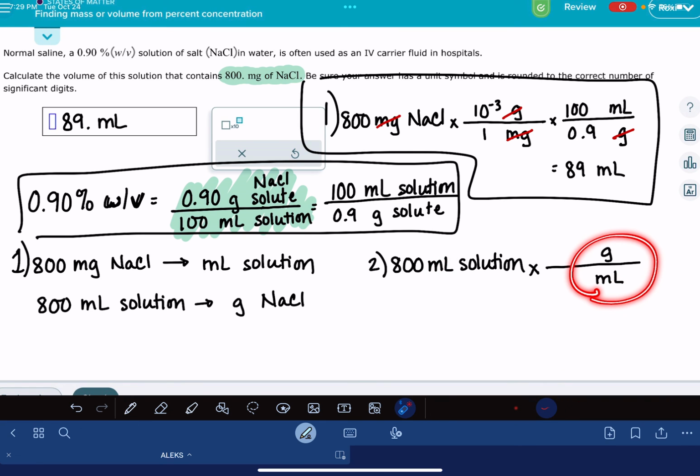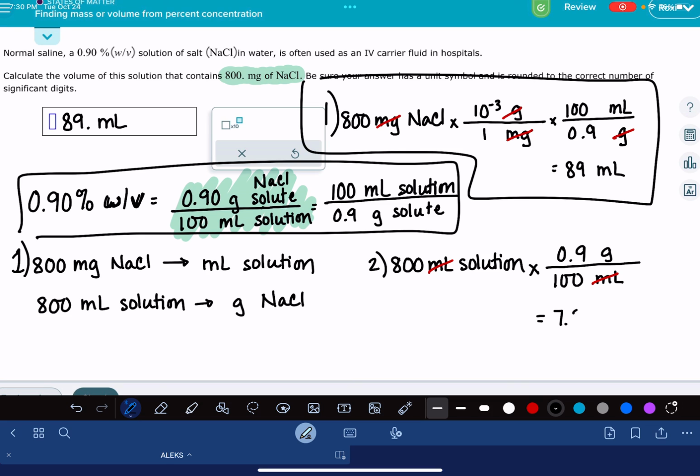And again, we're using this conversion factor that we built from the weight volume percent information. In this case, it's set up the same way that we had originally written it out, 0.9 over 100. Those milliliter units are going to cancel, and I am going to get 800 times 0.9 divided by 100, which is 7.2 grams. Again, I would want 2 sig figs, and the unit that I would need to include is grams, not grams of NaCl, but just grams.